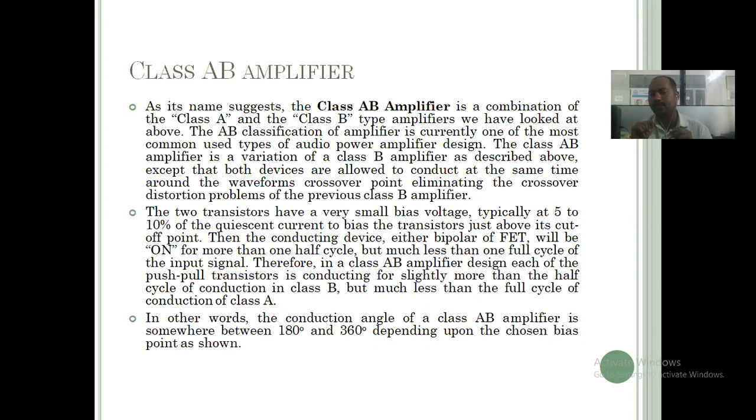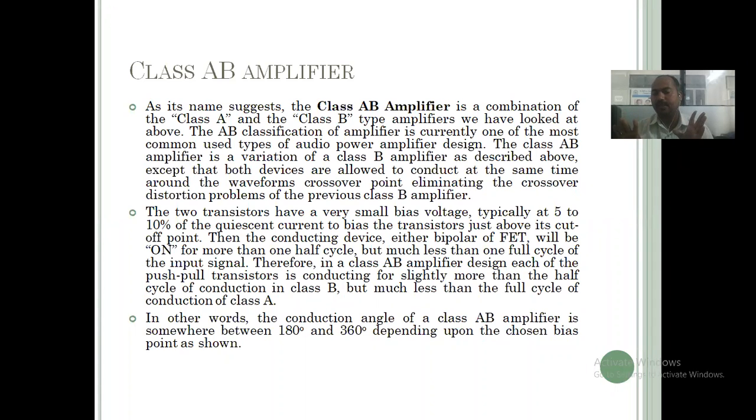Crossover distortion indicates that when the transition happens from low to high or high to low, no transistor works, because each has its cutoff voltage, right? It should be 0.7 or 0.3. In the case of silicon it is 0.7, and in the case of germanium it is 0.3, right?